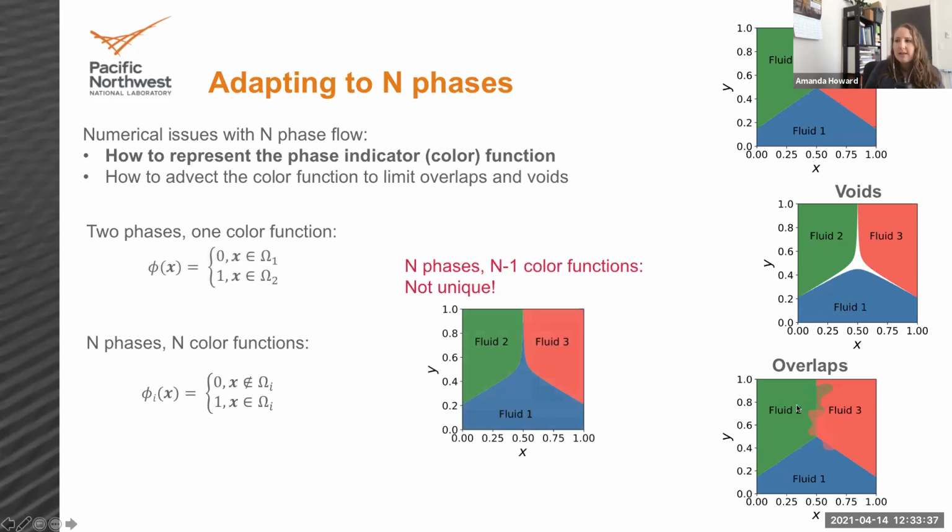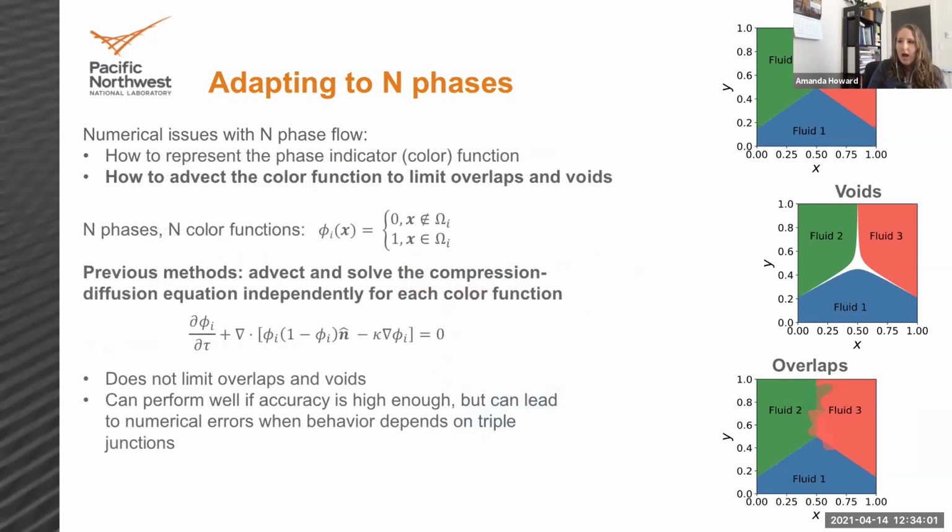So one way people have done this in the past is said, instead of n color functions, we're going to have n-1 color functions. So this last fluid phase is going to be defined as wherever there is no other fluid. And the problem with that is it's not unique. So right here, fluid 1 is filling the void. But if I picked fluid 2 instead, I could have fluid 2 filling the void. And so you may get different behavior depending on which fluid is filling the gap. So we're going to stick with n color functions.